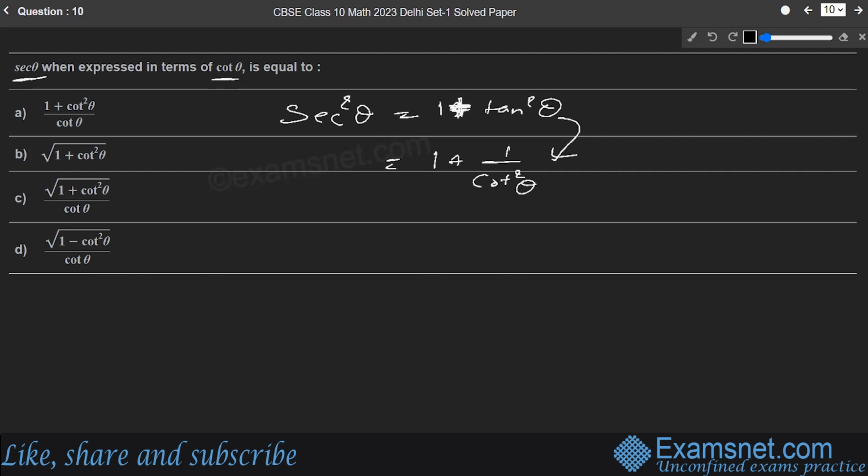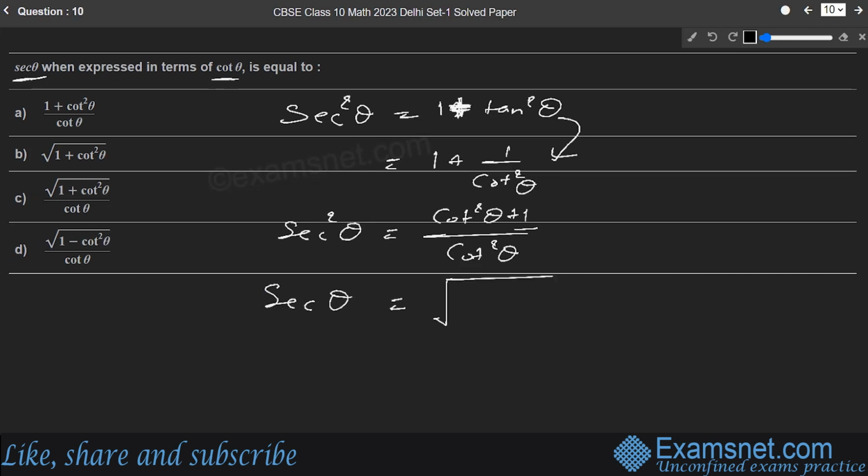Now we can solve this further. We can write 1 plus 1 upon cot square theta. Then we can take cot square theta as the LCM, so it becomes cot square theta plus 1 over cot square theta. This is sec square theta. If the left hand side is sec theta, then we have to take the under root of the whole term, cot square theta plus 1 over cot square theta.